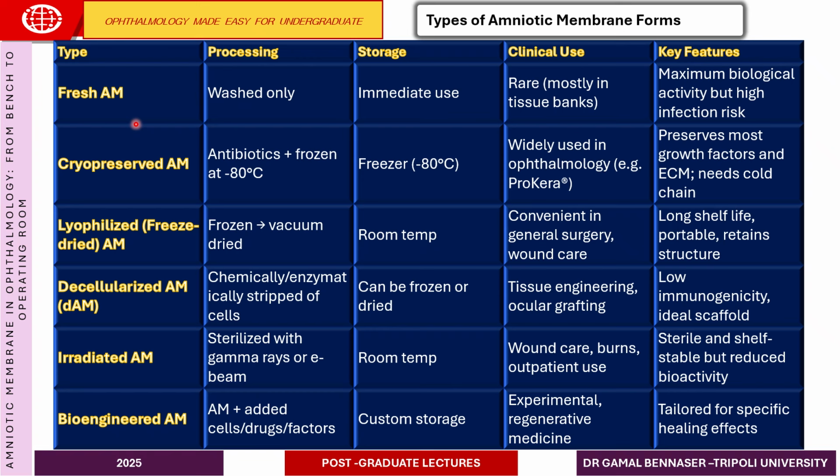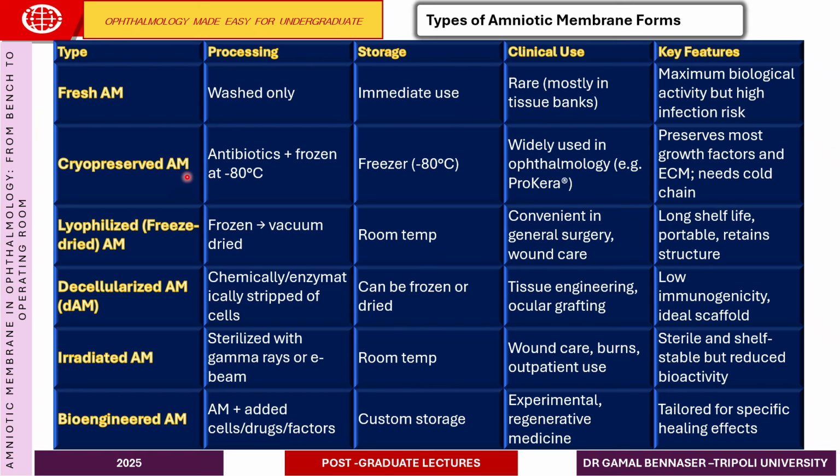It has the maximum biological activity but high risk of infection, because all the mediators of the inflammations and the matrix and the biological substrates for the growth of the surface epithelium are there, but there is high risk of infections.